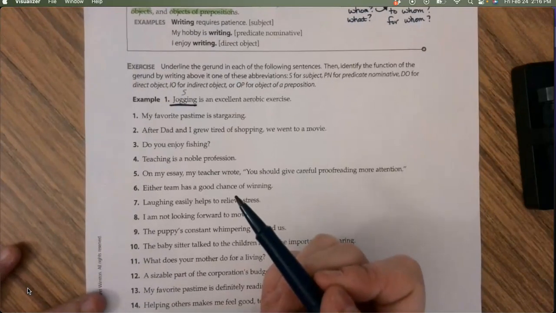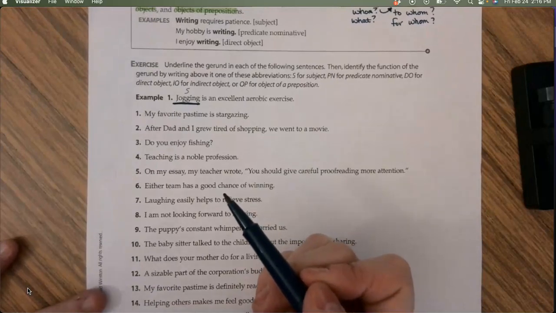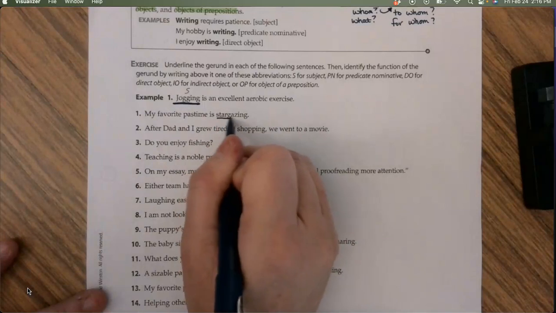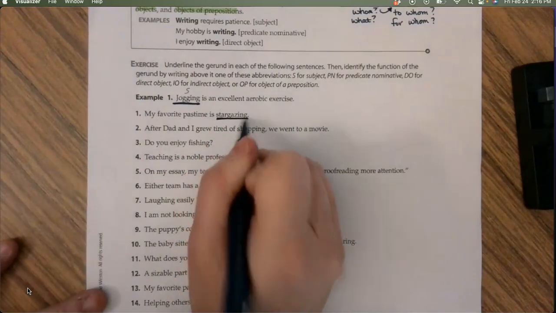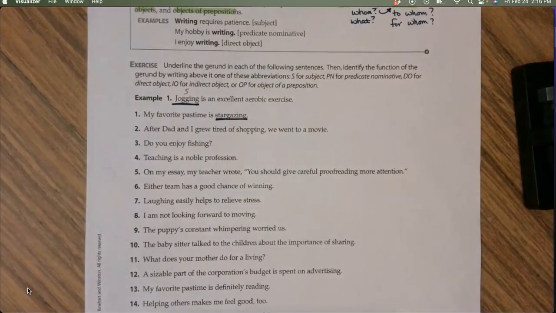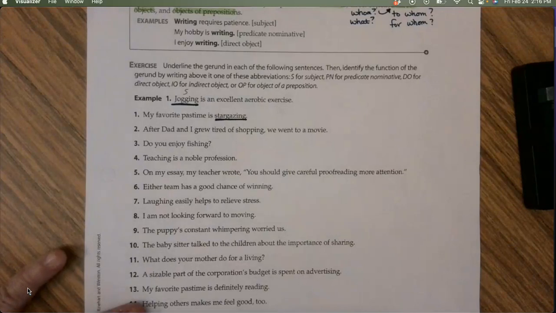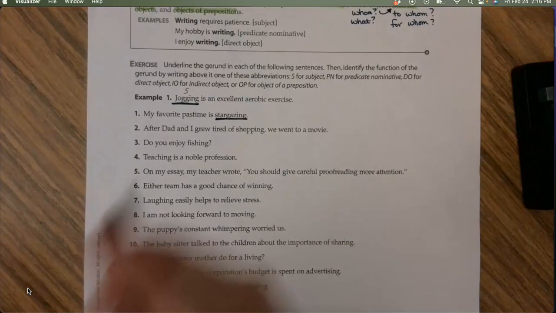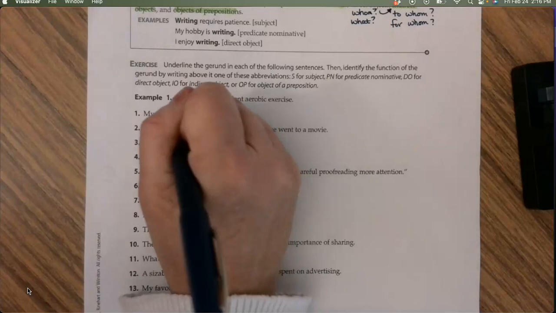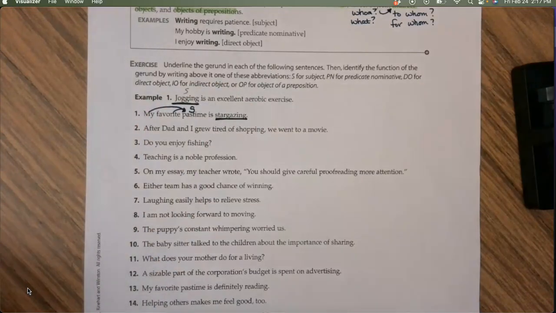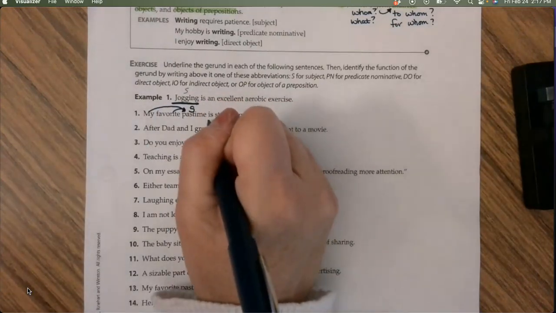So number 1, I'm looking for the verb that ends in ing, and that would be stargazing. So now I have to figure out what is stargazing doing in the sentence. So I would go through my process. I'd highlight prepositional phrases. I don't see any. So I would look at what's the subject. The subject looks like it's a pastime. And we've got some modifiers for the pastime, my favorite pastime. And I see a verb all by itself.